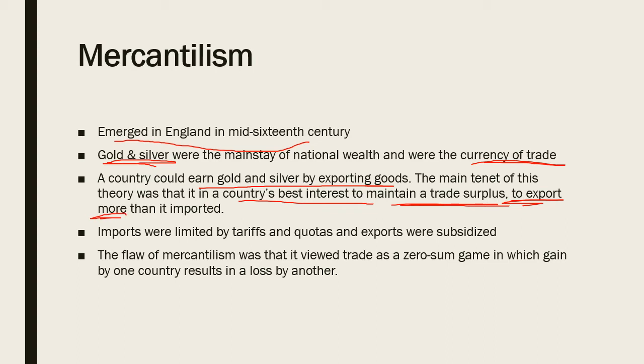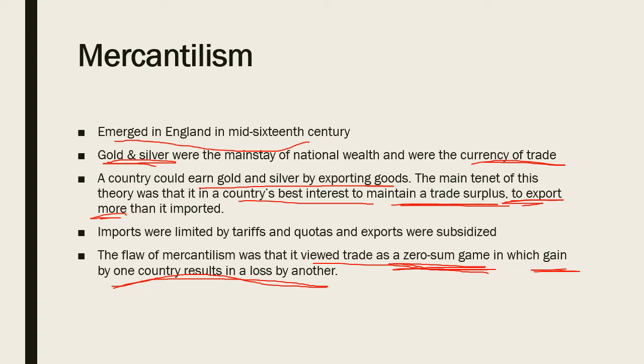The flaw of mercantilism was that it viewed trade as a zero-sum game. So what is a zero-sum game? It means that the gain of one is the loss of another. Like in an India-Pakistan cricket match, if India wins, Pakistan loses. If Pakistan wins, India loses. So the gain of one results in the loss of another. So this is the mercantilism theory.